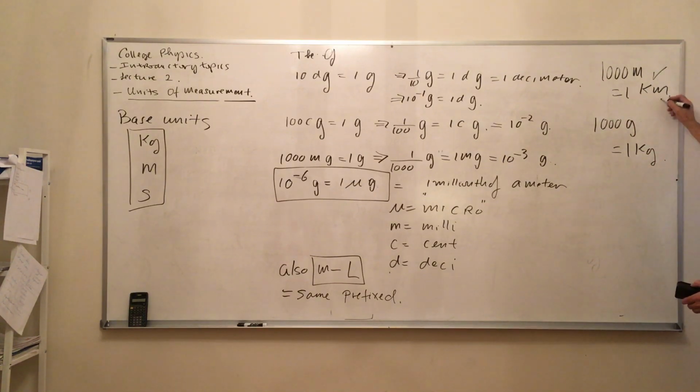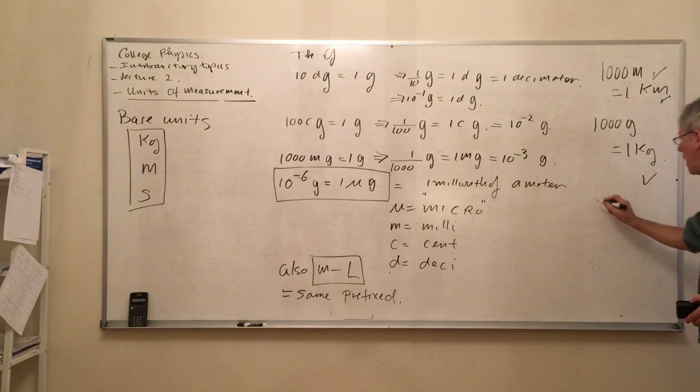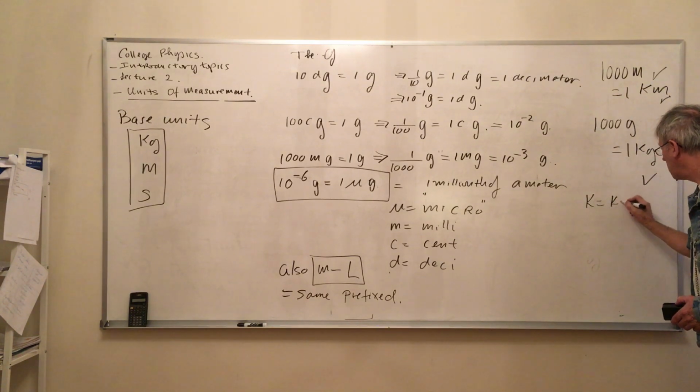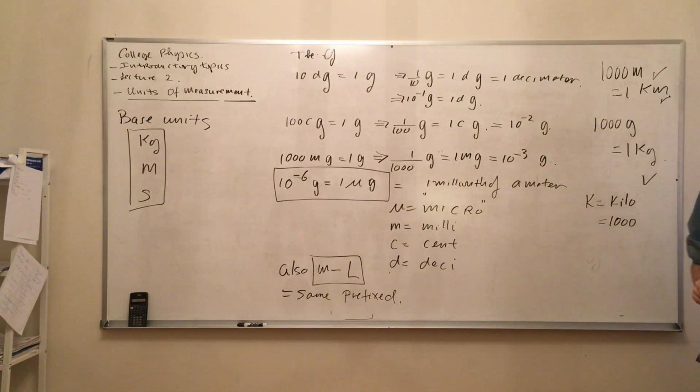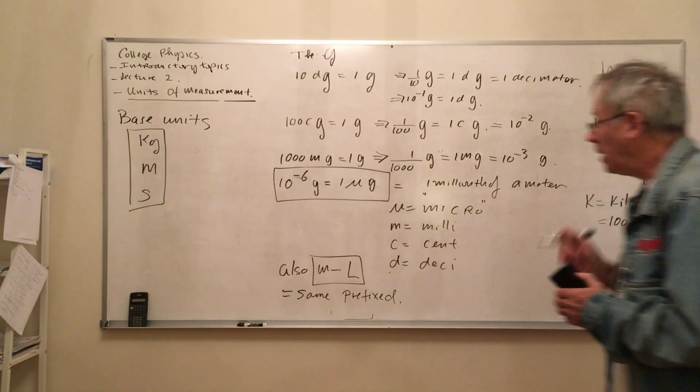1,000 meters is a kilometer. 1,000 grams is a kilogram. And kilo stands for 1,000. So that's the way our units work.